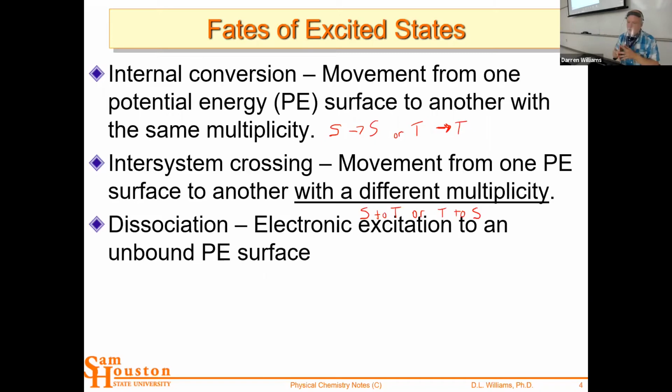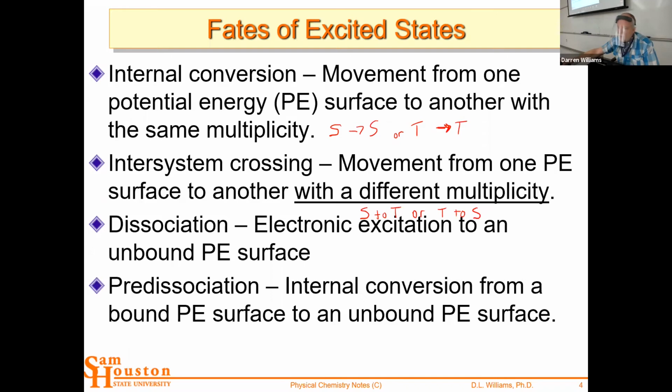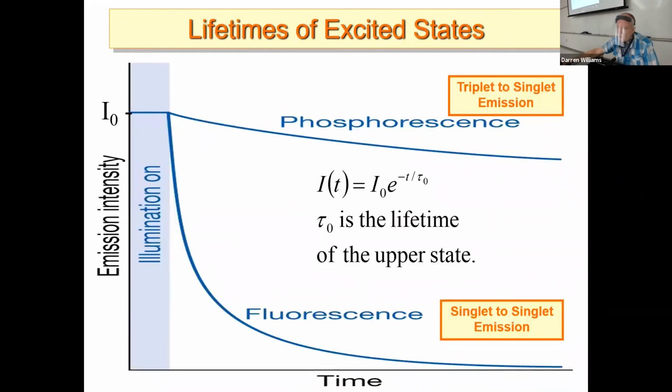So we can have the molecule fall apart without emitting light. We can have intersystem crossing to a path or a potential energy surface that dissociates. Essentially, dissociation involves an unbound potential energy surface. So instead of a minimum, it doesn't go through a minimum, it just goes out to infinite distance. And then we have the radiative ones coming up, phosphorescence and fluorescence. We'll talk about pre-dissociation in a second.